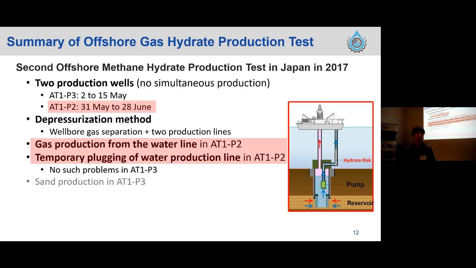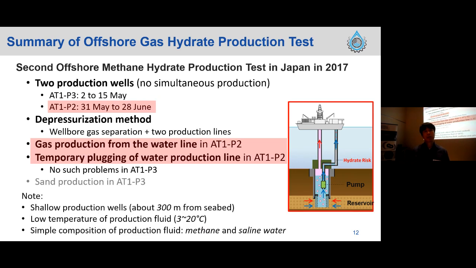And it should be noted that there are a couple of differences in the natural gas hydrate production from the conventional offshore gas production. So: shallow production wells, low temperature production fluid, and simple composition of production fluids. Basically, it consists of methane and saline water. In addition, this is a production test, so production rates are quite much lower than the usual conventional offshore gas production.